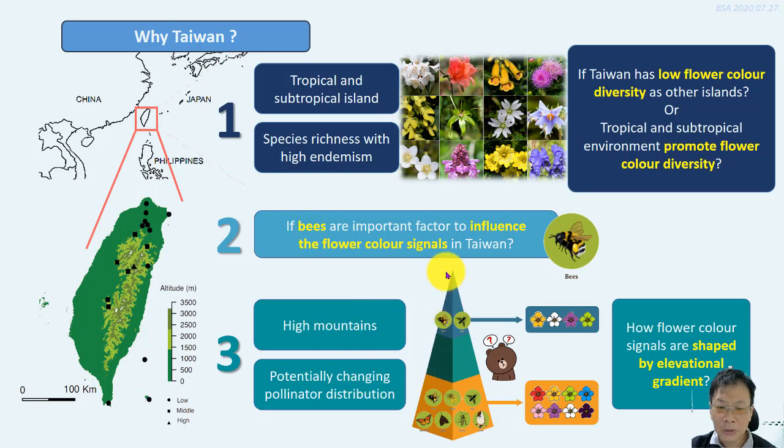In addition, Taiwan has very high mountains, with 100 peaks over 3,000 meters. So pollinator distribution potentially changes along the elevational gradient. So I want to raise this important question: whether the flower color diversity in Taiwan correlates with these features and leads to its unique patterns.